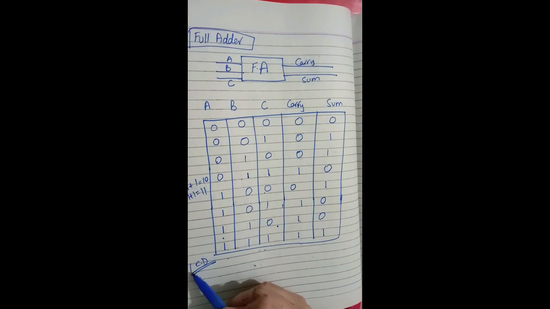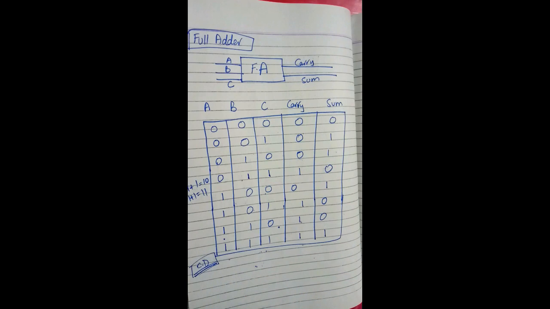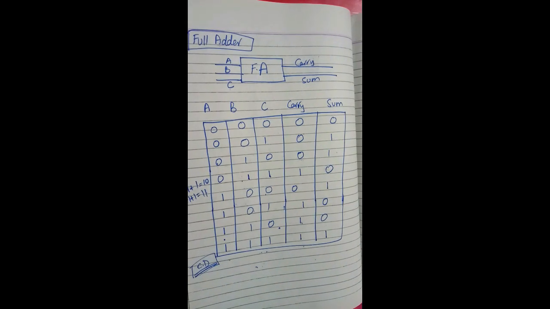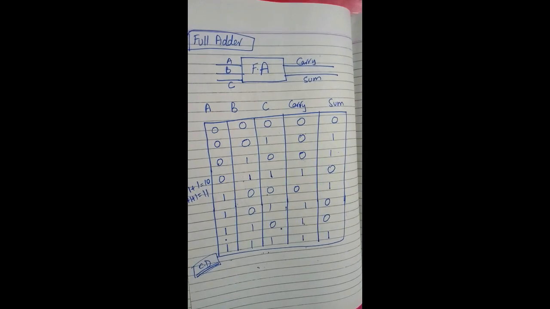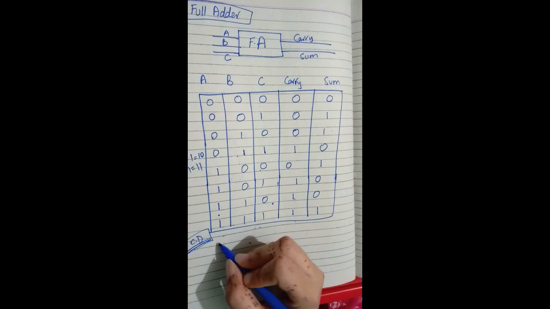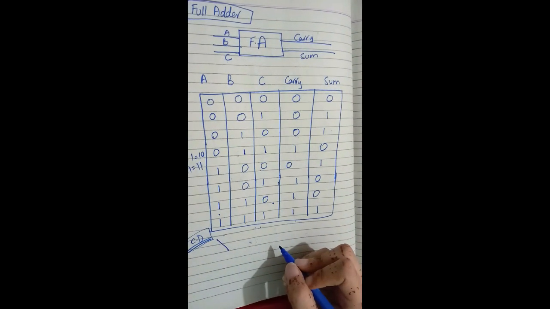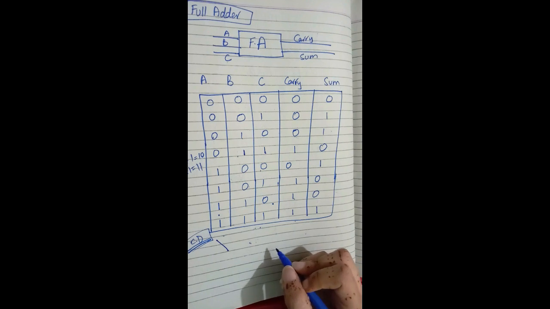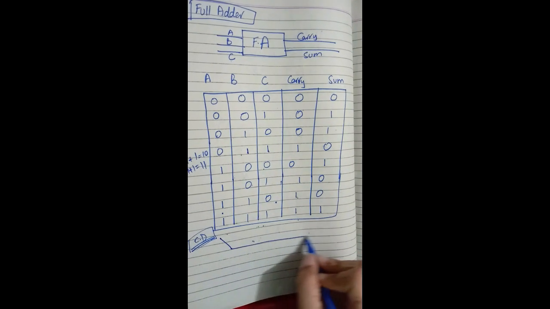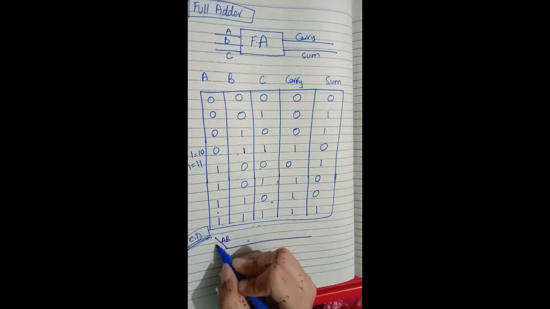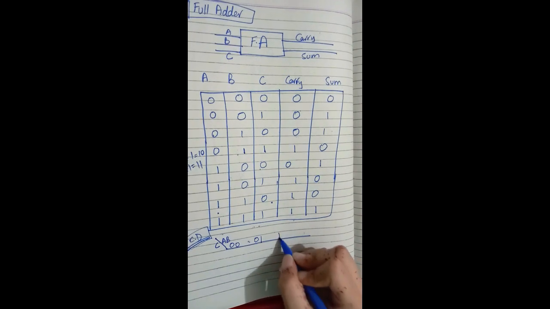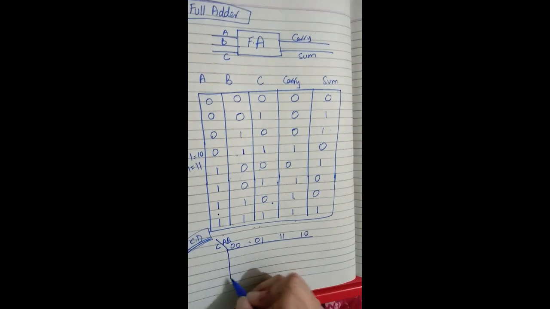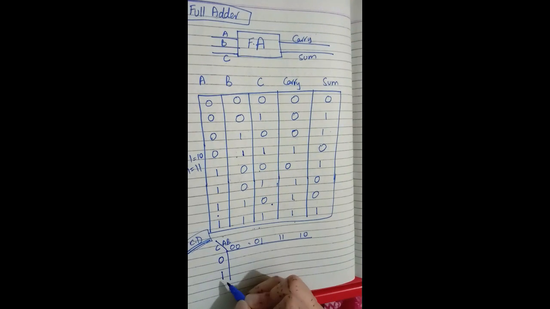Before making the circuit diagram, as we have the 3 bits and the carry and sum, we will first draw the K maps for it and then we will draw the circuit diagram, so it will be easier for us. We will first make the K map. So for it we have the 3 inputs, A, B and C. For AB we have 00, 01, 11, 10. And for C we have 0 and 1.